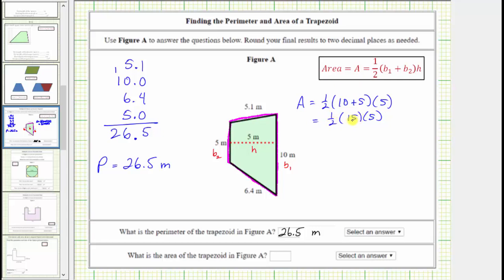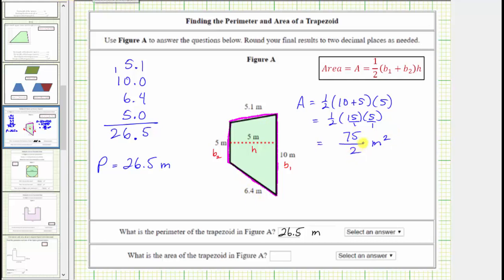Because of the 1/2, let's write 15 and 5 as fractions with denominators of 1. And now multiplying, in the numerator we have 1 times 15 times 5, which is 75. In the denominator we have 2 times 1 times 1, which is 2. This is an improper fraction, which does not simplify. We could express the area as 75/2 square meters. But because the figure involves decimals, let's convert 75/2 to a decimal.